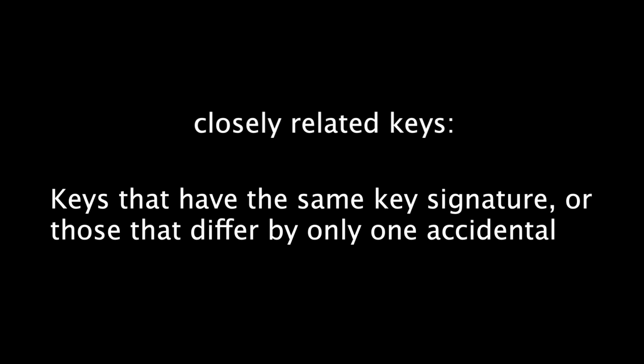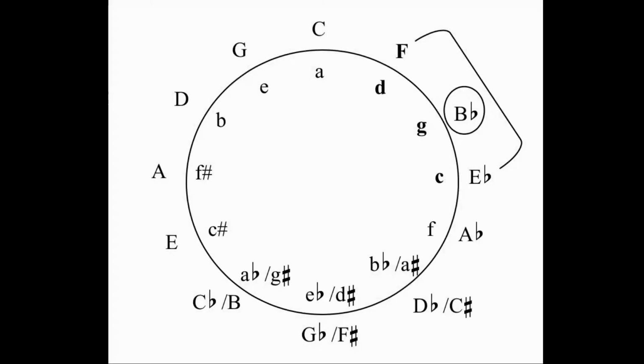Modulations can move between any 2 keys, but the majority of modulations found in Baroque and classical music happen between closely related keys. A closely related key is one that either has the same key signature or one that differs by only 1 accidental, and it's easy to discover these on the circle of fifths. Just choose a first key on the circle, then move 1 place forward and 1 place back. Make sure to include the relative minors.